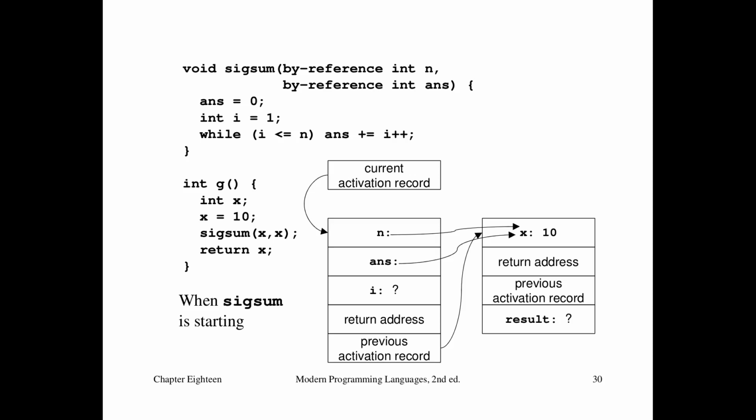N now points to x. X is 0, and therefore n is 0. So int I will be 1, but I will be greater than 0. Therefore, the while loop will never move forward, and thus the return value of g will be 0, right?